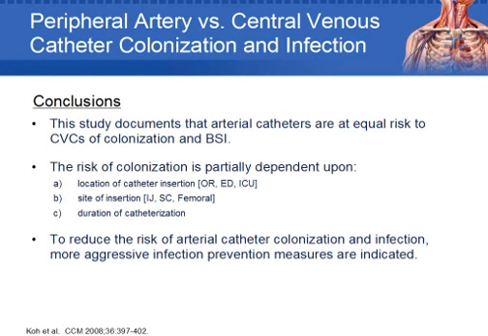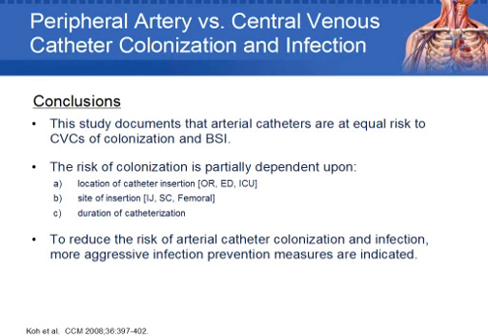So in conclusion, Coe et al. found that their study documented that arterial catheters were at equal risk to central venous catheters for colonization and for bloodstream infection. The risk of colonization was partially dependent upon three factors: first, where in the hospital the catheter was inserted, which is probably a proxy for the intensity of infection control measures during insertion. Second is the site of insertion, which is probably a proxy for bioburden.